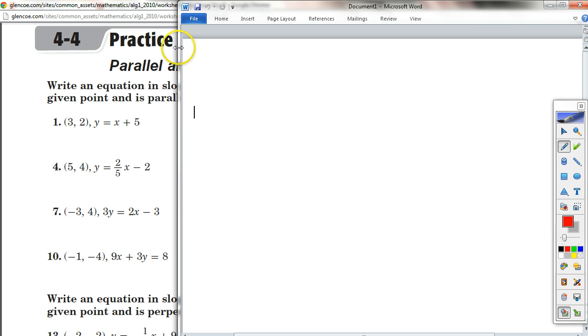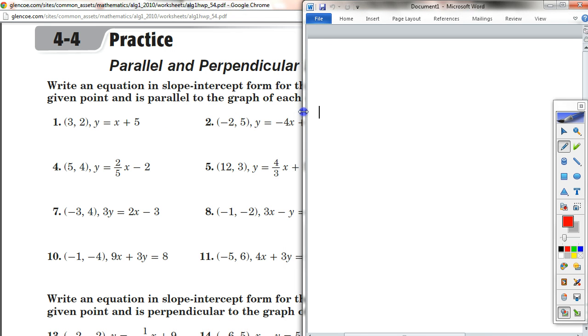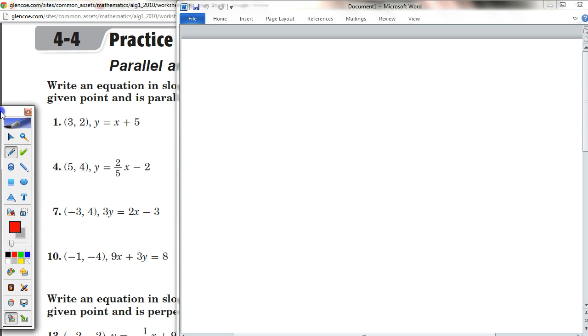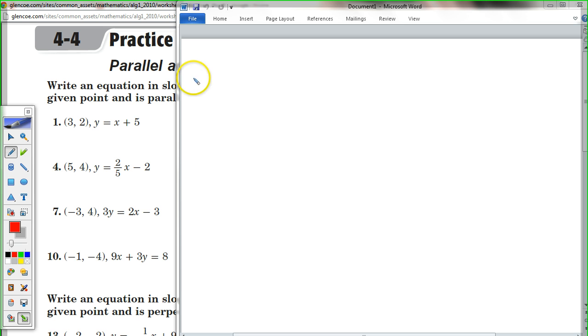Okay, so you are to find the equation in slope-intercept form. Slope-intercept form is when you have y equals mx plus b, because that's your slope and that's your y-intercept. So we want our answer to look like this.